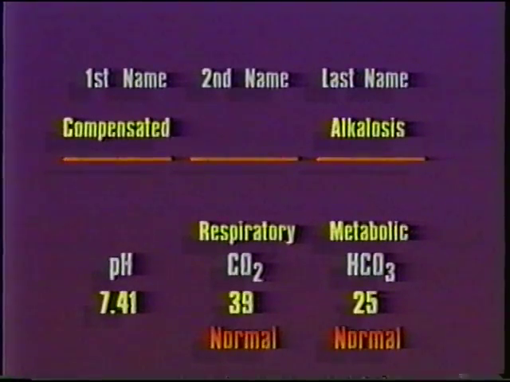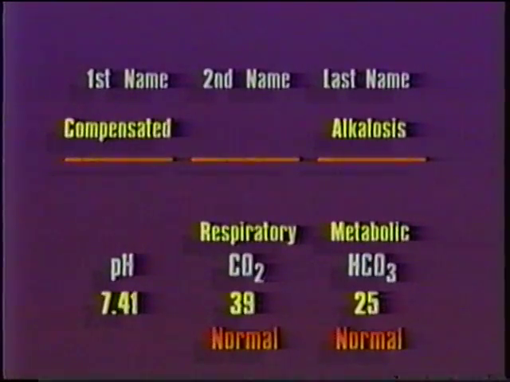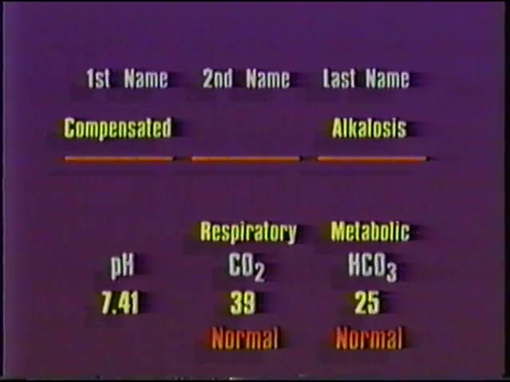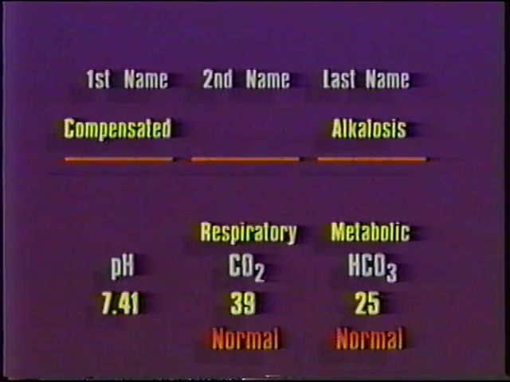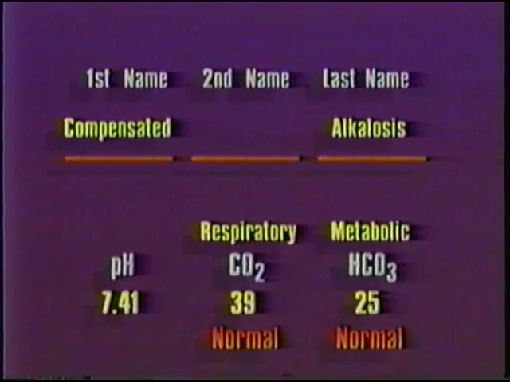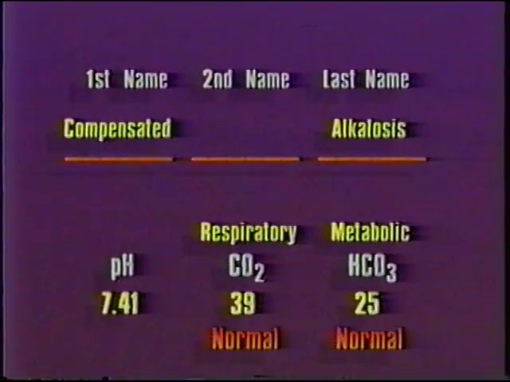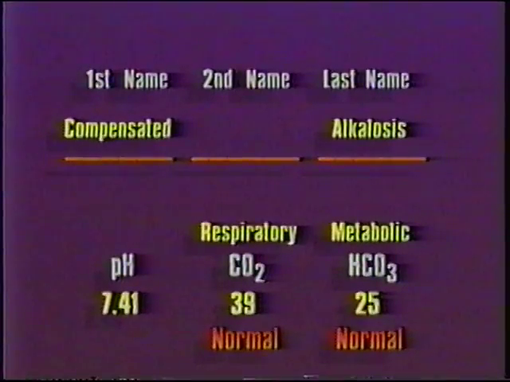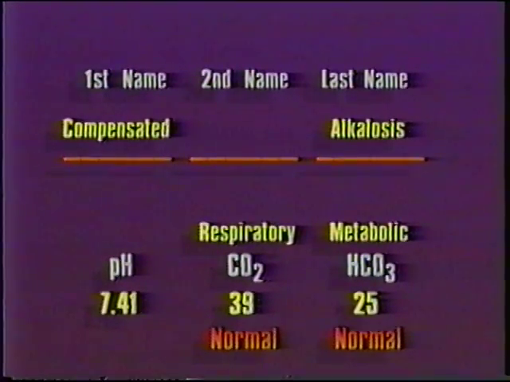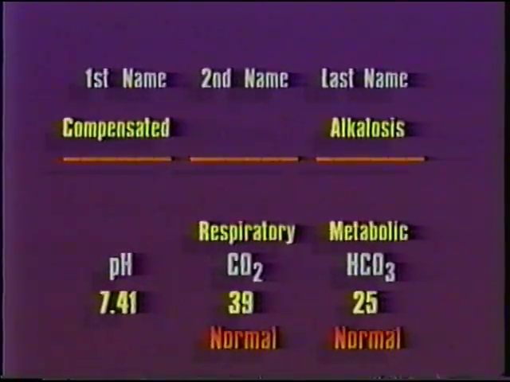Now let's identify the baby's father. We have an interesting situation. We call the baby's last name alkalosis because the pH was above 7.40, but still in the normal range. However, both the CO2 and HCO3 are normal. Remember, the same rule applies. The baby and the father must have the same name. If both the CO2 and HCO3 are normal, then the baby must have a last name of normal.